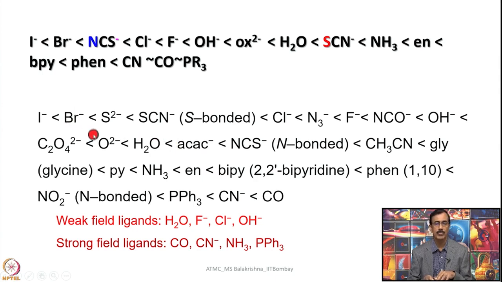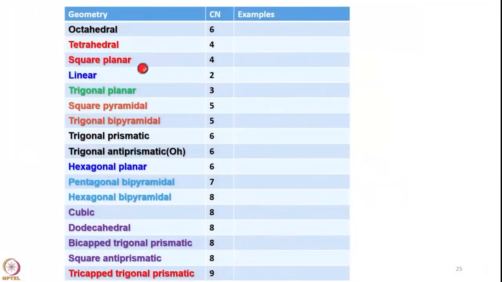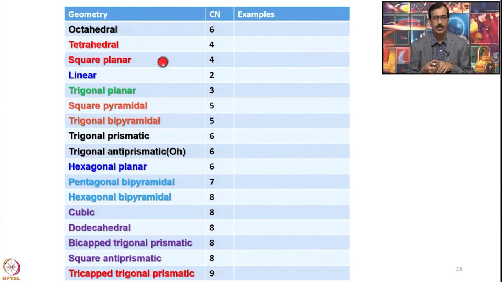This includes most of the ligands we come across, and also I have listed some important weak field ligands here, for example, water, fluoride, chloride and hydroxo. And similarly, I have also listed important strong field ligands: carbon monoxide, cyanide, ammonia, triphenylphosphine. So, before I try to make it very clear about how to write crystal field splitting diagrams starting from octahedral, let me list some of those geometries we come across among coordination compounds.